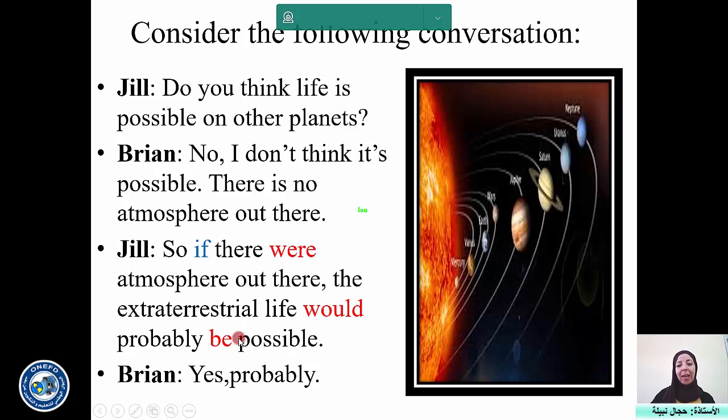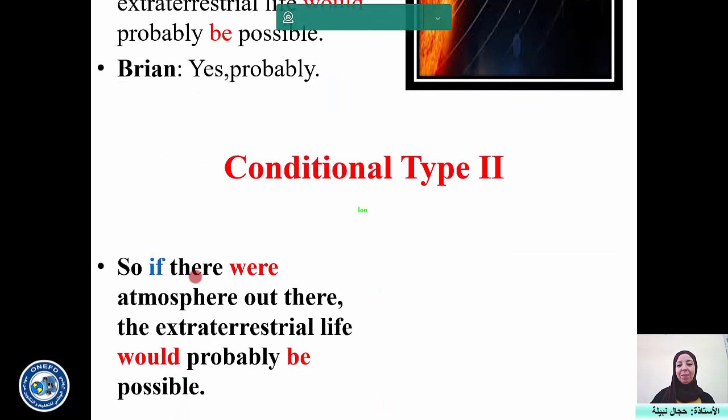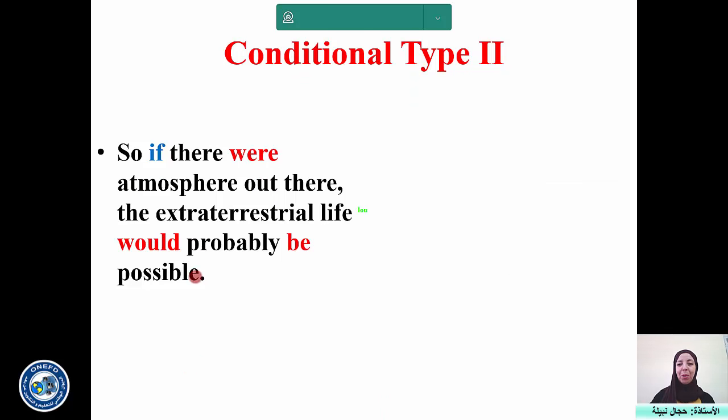Now, I'd like you to pay attention to the words that I have written in different colors here so that you can guess what the lesson is going to be about. Okay? Did you guess? Of course, it is conditional type 2. So pay attention to the sentence that Jill said in the conversation: If there were atmosphere out there, the extraterrestrial life would probably be possible.